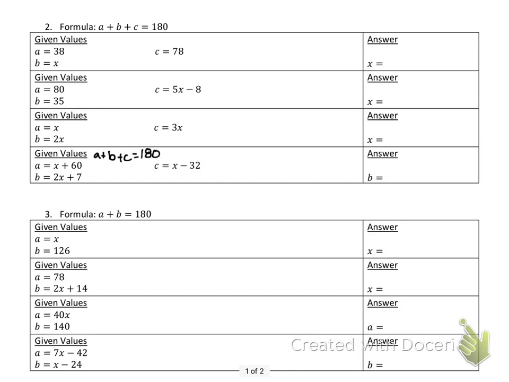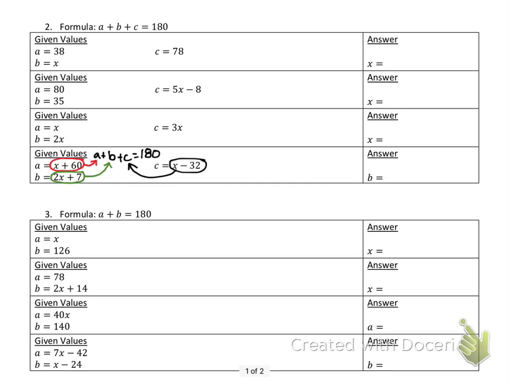These boxes might not give you enough room to do all the work that you need. So if you need to get a separate sheet of paper and show your work, that's a good idea. But maybe some people can squeeze all of it in. So x plus 60 is my a value. That gets substituted in right there. 2x plus 7 is my b value. That gets substituted there. And x minus 32 gets substituted in right there.